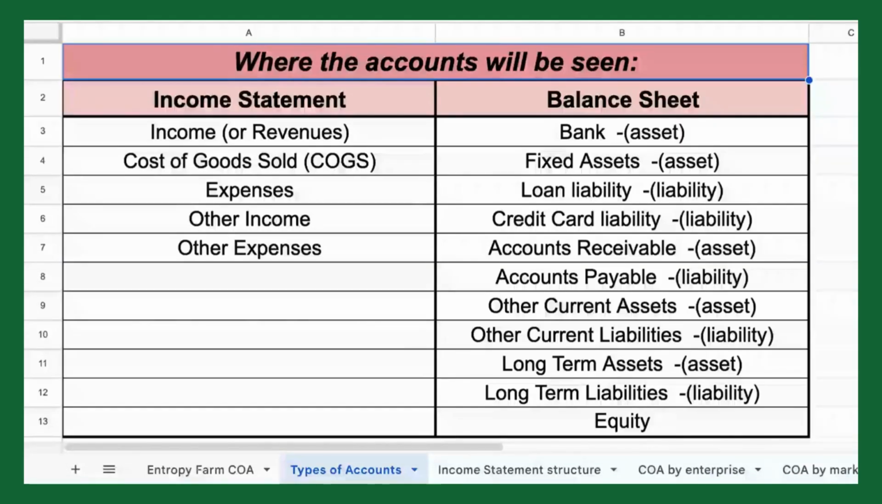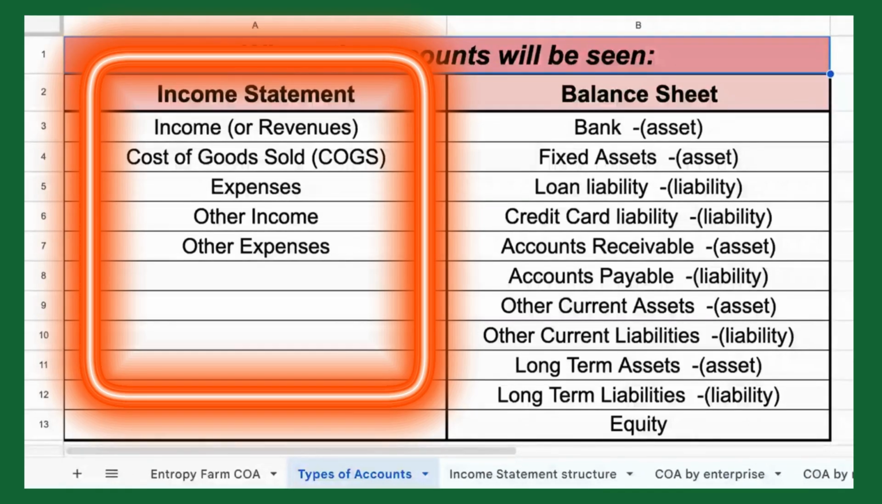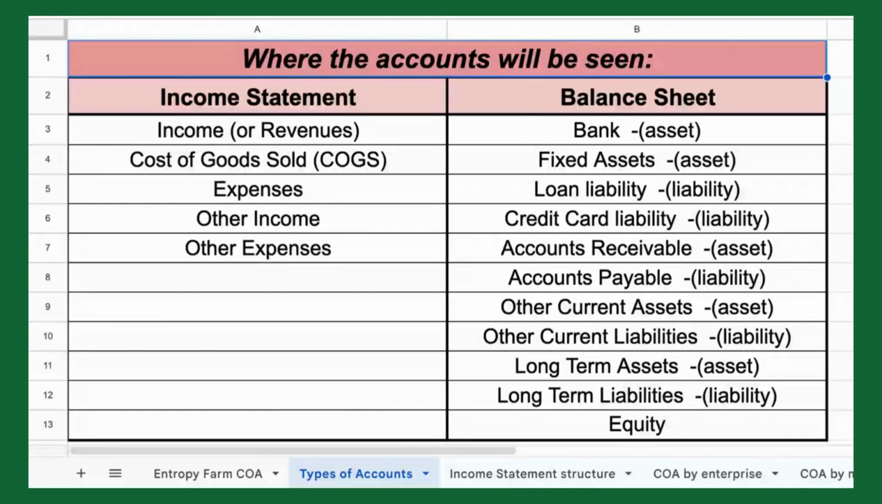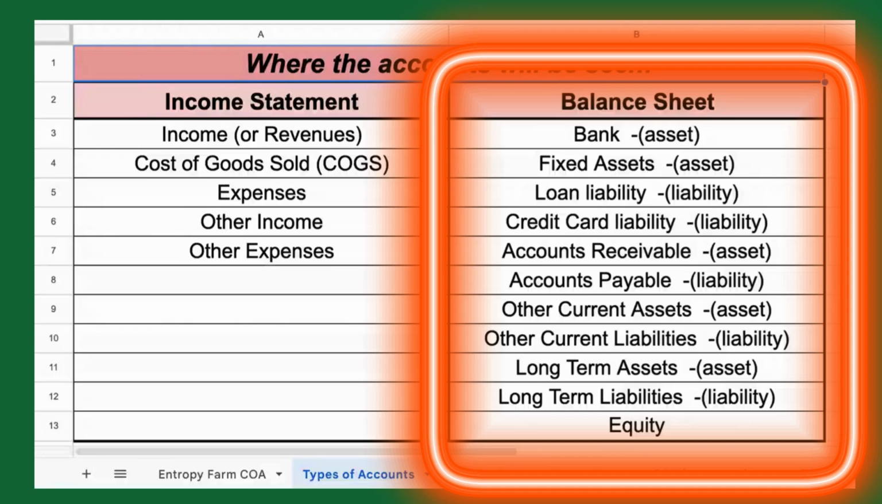The accounts that you create in your chart of accounts will mainly be seen in one of the two major financial statements that you should routinely look at and evaluate. One, your income statement, also referred to as a profit and loss statement or P&L, which will have these five major sections, each with their own list of accounts within. And then two, your balance sheet, which will be made up of these sections, some of which you may not use or have data for, and that's fine.